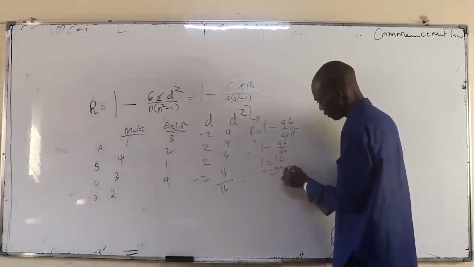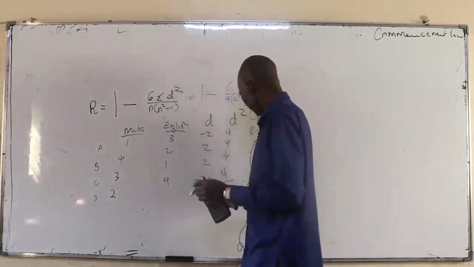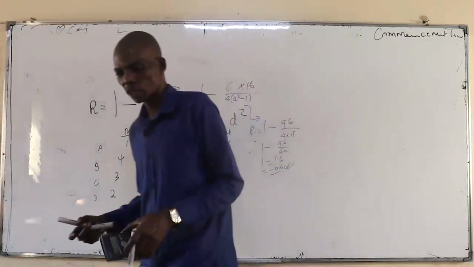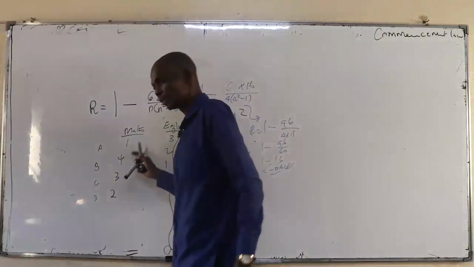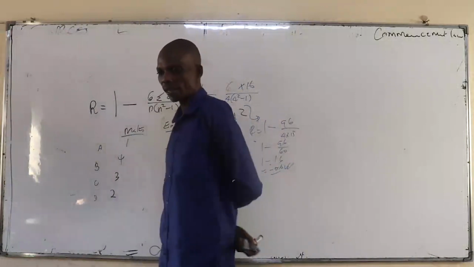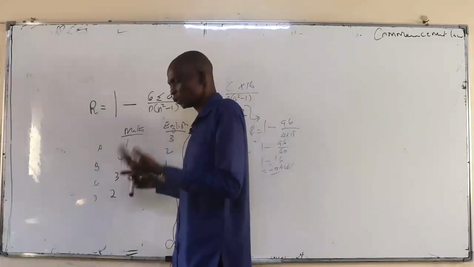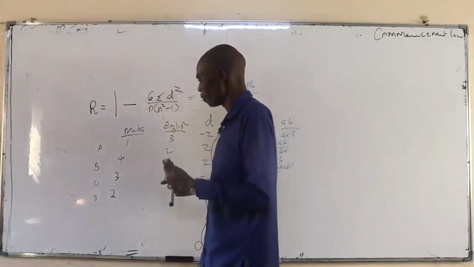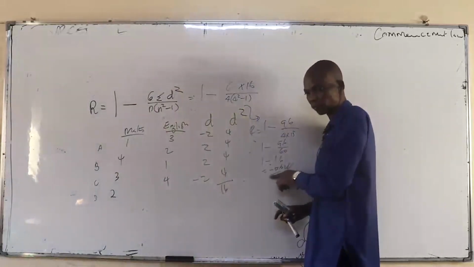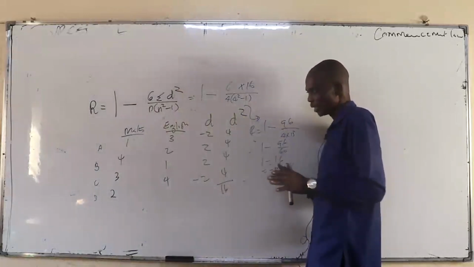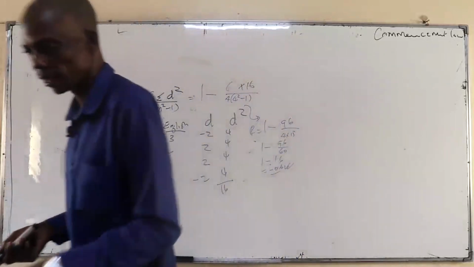So the rank correlation coefficient here is 0.6, and it is negative. That negative shows that they are moving in the opposite direction. That is to show that if a student performs well in one subject, he is likely not to perform well in another, because the negative shows the nature of the relationship. If you perform well in maths, you are likely to perform poorly in the other, and if you perform poorly in the other, you are likely to perform well in maths. That's what is explained by the negative sign. So the negative sign tells us the nature of the relationship between the two rankings.